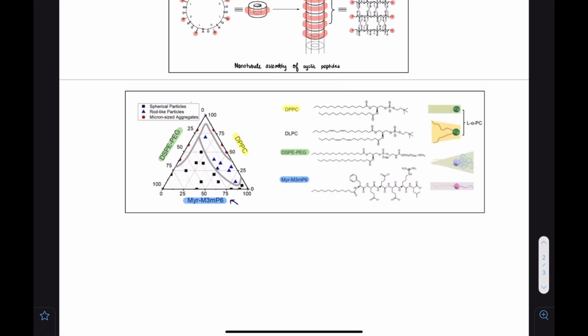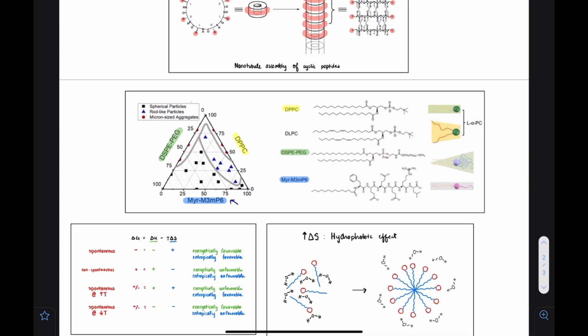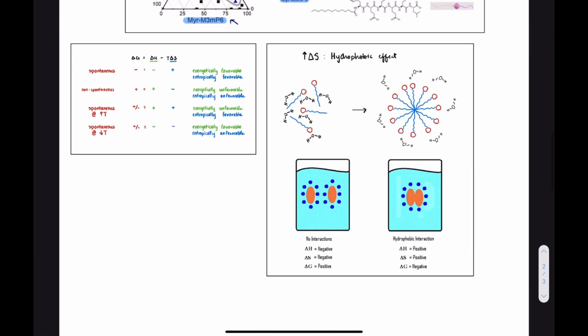Now that we understand how hydrogen bonding and hydrophobic effects can drive assembly, what is the reason why? We can take a look into the thermodynamics of these assemblies to understand. Peptide amphiphiles spontaneously form supramolecular assemblies, and to understand spontaneity, let's revisit the Gibbs free energy equation.